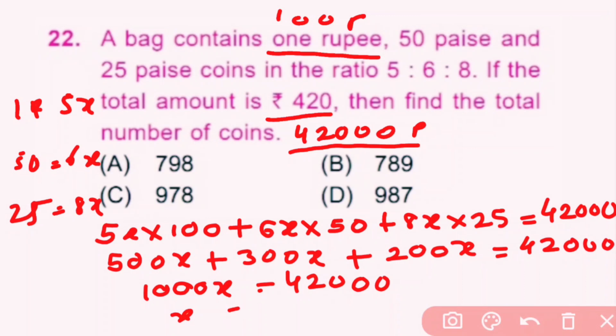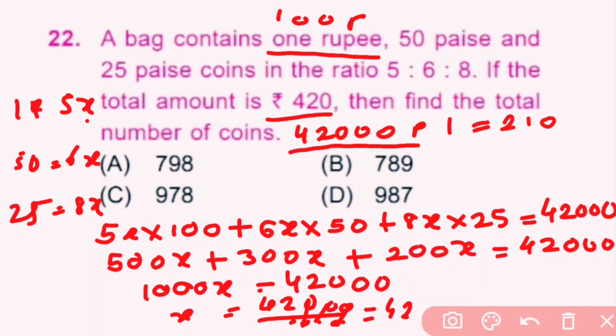42,000. So x is equal to 42,000 divided by 1000. So the zeros get cancelled. So x is equal to 42. Now we put 42 instead of x. So here 1 rupee coins are 5 into 42 is 210. And the 50 paise coins are equal to 6 into 42 is 252. And 25 paise coins are equal to 42 into 8.